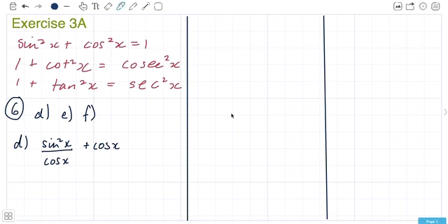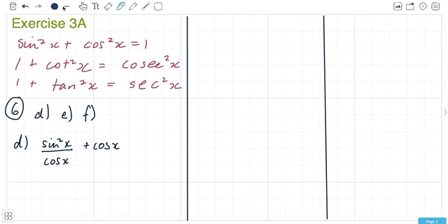Some of the answers to the questions from exercise 3A. So this is question 6, so D, E and F I thought I'd go through. It's simplify each of the following expressions. Now the first one, D, is sine squared x on cos x plus cos x. You have to simplify that expression.